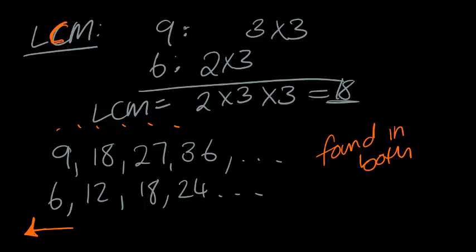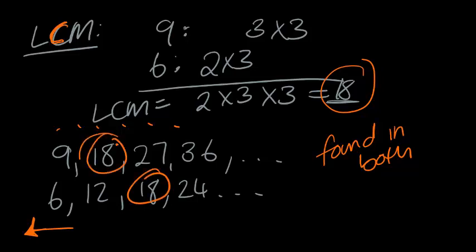So the lowest common multiple is 18, and I can see it when I list it out, and I can say, okay, I've got 18 here and 18 there. So the smallest number that they both have when you count in the multiples is going to be your lowest common multiple. Now, I sincerely hope that you understood.